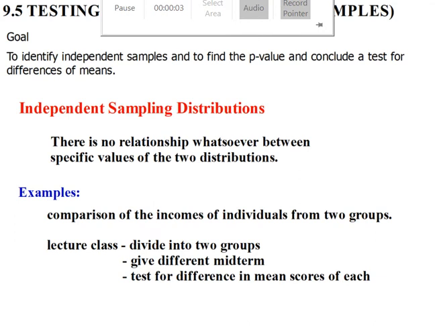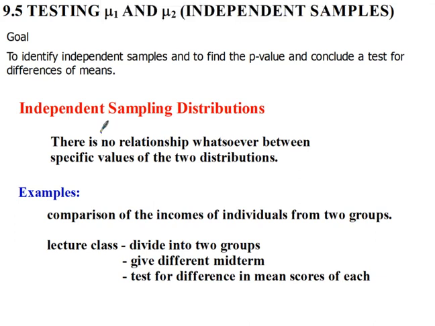Okay, 9.5. Here we are going to take something a little bit different from the last video of 9.4. Different in the fact that they're going to be independent samples. So now I see testing mu1 and testing mu2. That means the mean from one sample and the mean from a second sample. There's no relationship between the two samples, so that's how they are independent of each other.